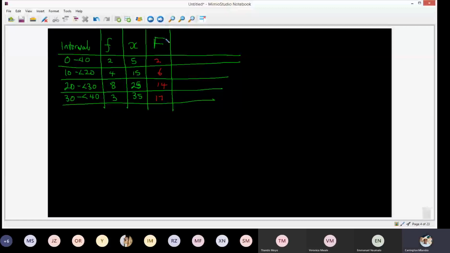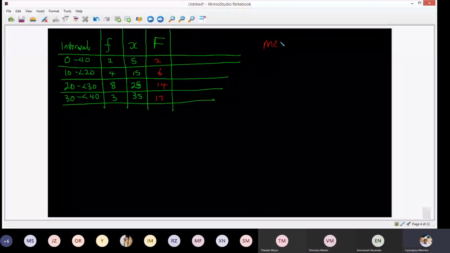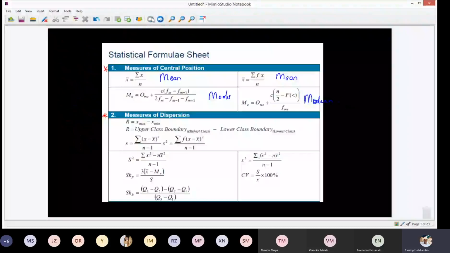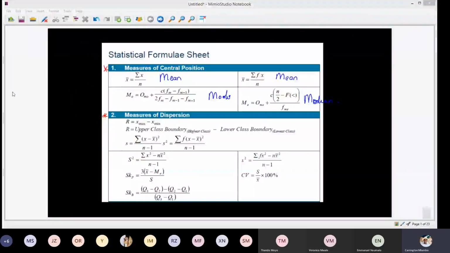Okay. I'll stand here for now. Then I'm going to say calculate what? The mean, the mode, and the median. Then you don't have to memorize the formulas. You will be given. So for the sake of you familiarizing with them, I'll just copy them. Then I'll paste them here.